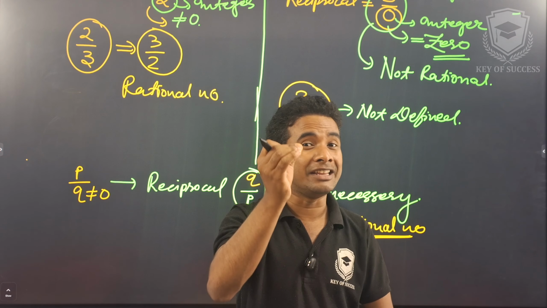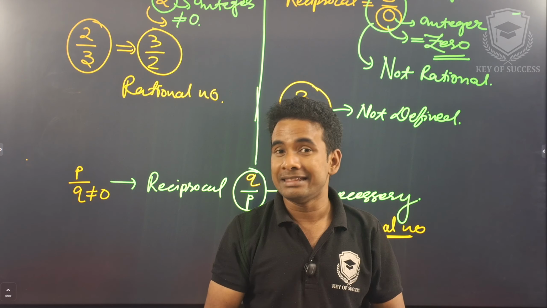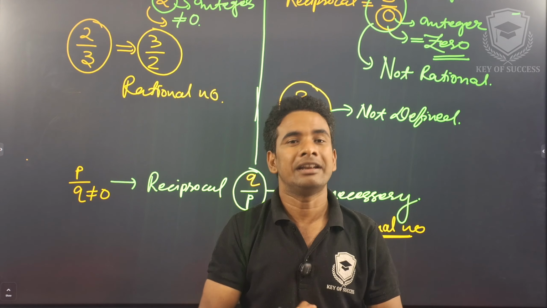But if the numerator is zero, and I am taking the reciprocal, then that P by Q form is not at all a rational number.